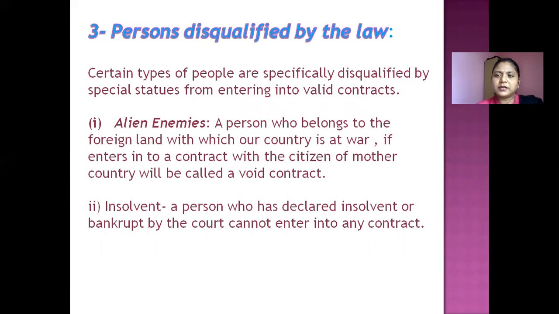Persons disqualified by the law. The third point of capacity of parties is persons disqualified by the law. There are some people who are especially declared disqualified by the law. Which are they? Alien enemies. Alien enemies means foreign enemies. If a country is having war with our country, that country is known as an alien enemy, and the citizens of that country are also known as alien enemies. If we make any contract with a person in the country with which we are having war, it will be a void or illegal contract. We cannot have a contract with a person who lives in our enemy country, right?